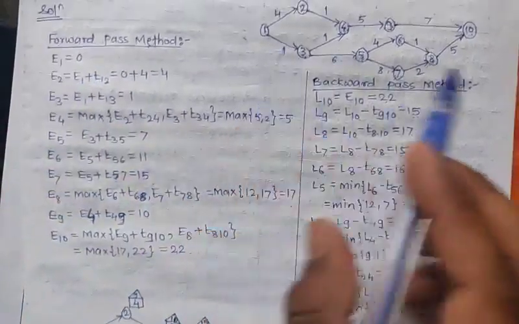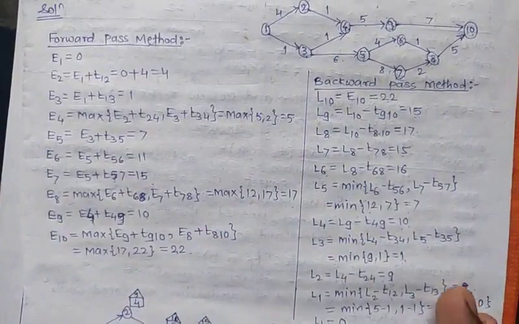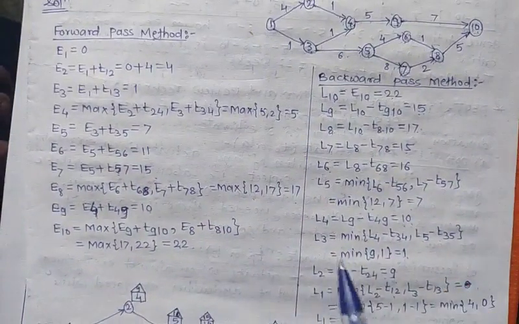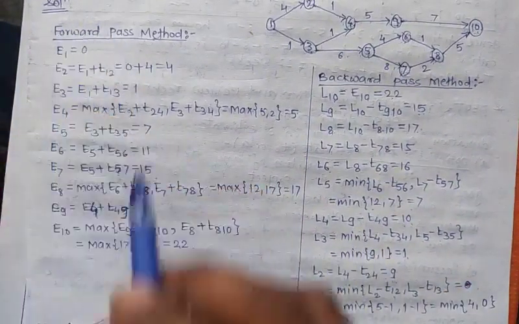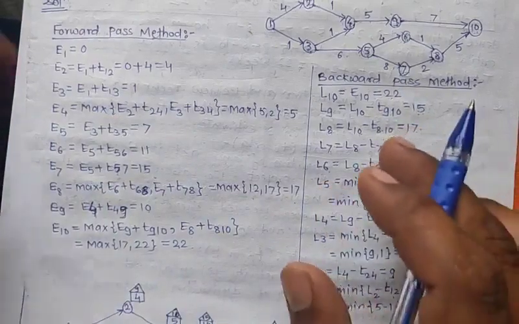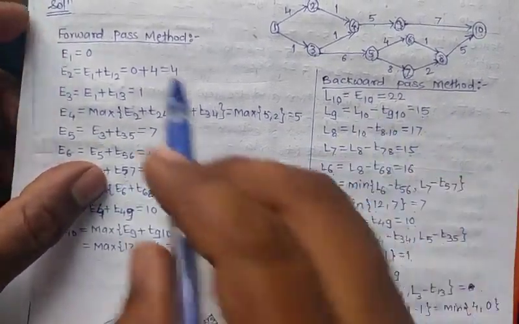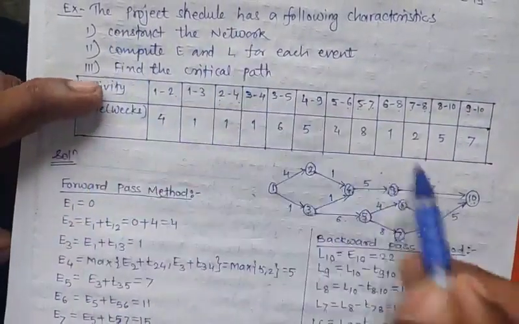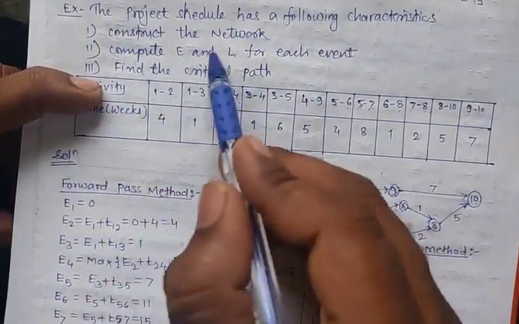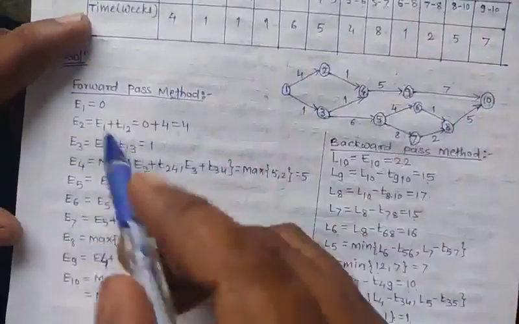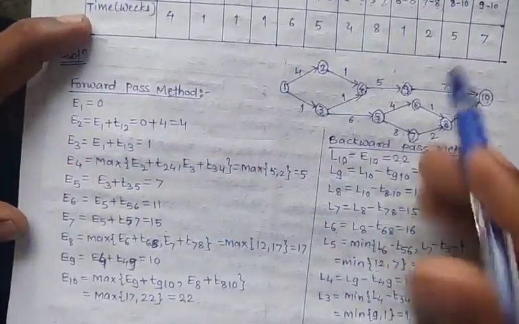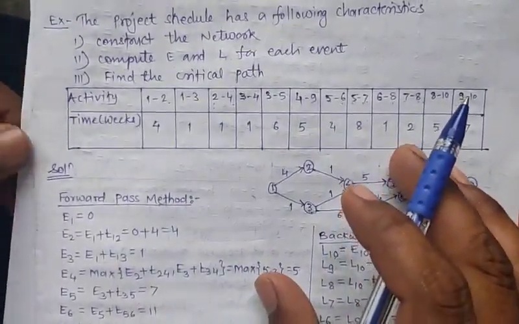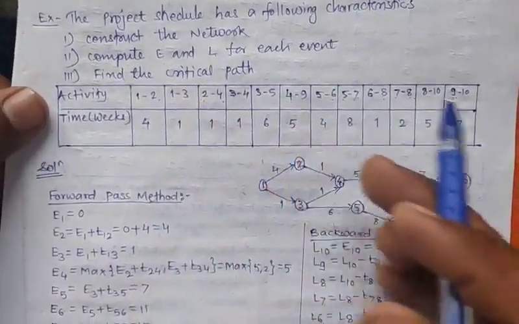So initial and end values are equal. Now we write these values of E and L, from the forward pass method and backward pass method. Here first we have constructed the network. So this is the network. We have also computed the values of E and L. So these are the values of E and these are the values of L. Okay. Now to find out its critical path.